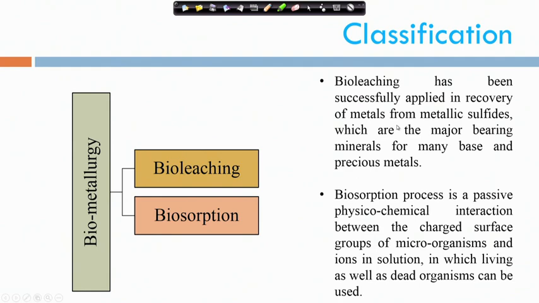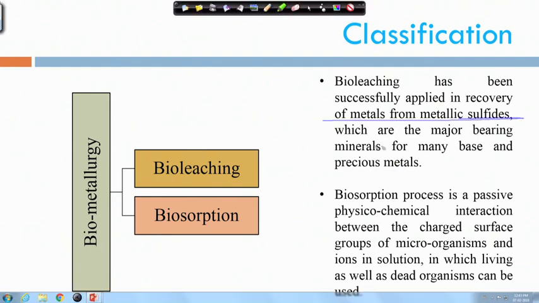Bioleaching is successfully applied in the recovery of metals from metallic sulfides. People have used it for metallic sulfides, which are the major bearing minerals for many base and precious metals. Why sulfides? Have you ever thought about that, since I have just made a statement that metallic sulfides are major bearing minerals for many base and precious metals? Why not anything else? Why sulfide?